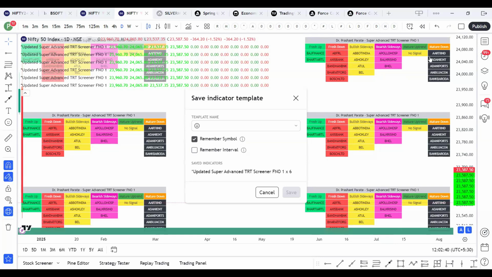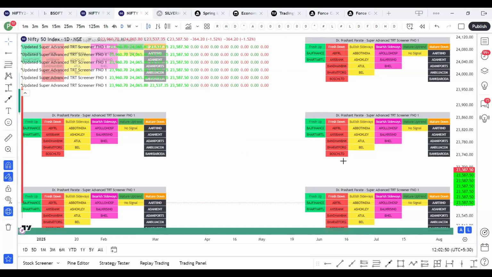If I remember the symbol, then it will always open with the same symbol. So the symbol is not necessary, but you can remember the interval. And all these 6 will be saved as a template. Now I have multiple saved templates, so therefore I am not going to save this.